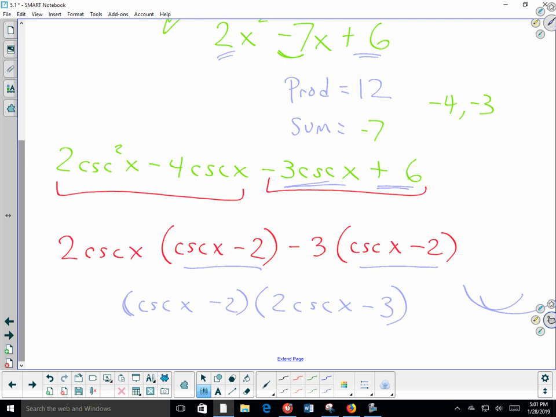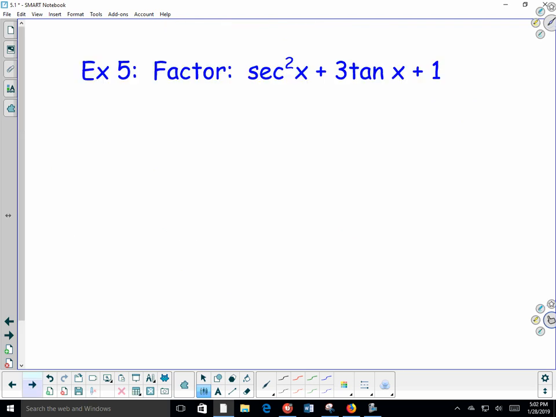And factoring like this, it's not just a fun thing to do, it's going to be helpful for us when we are solving trig equations in section 5.3. But for right now, we are just simplifying expressions, not solving equations. Let's take a look at number 5. We want to factor this.